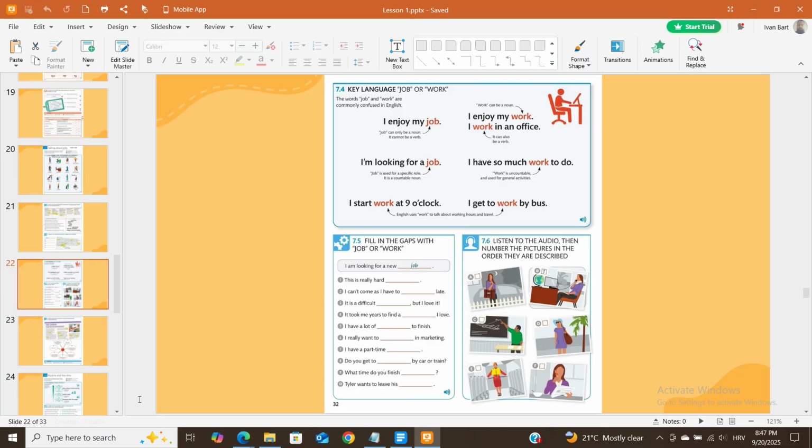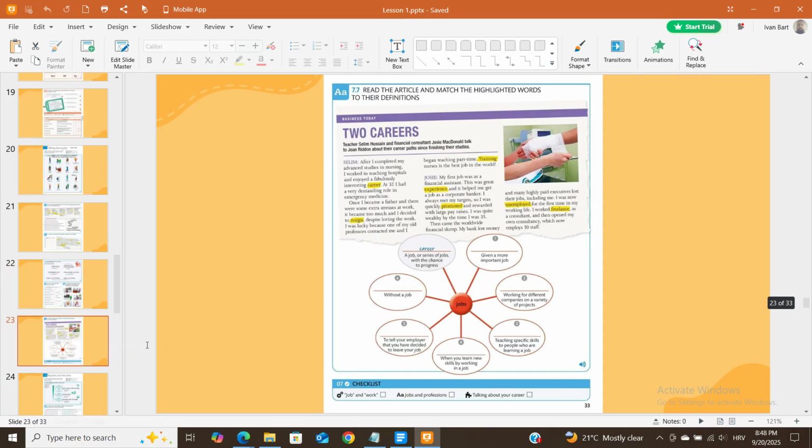7.6 Listen to the audio, then number the pictures in the order they are described. 7.7 Read the article and match the highlighted words to their definitions.